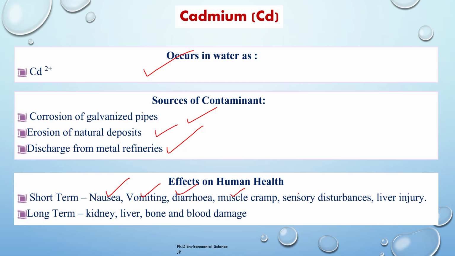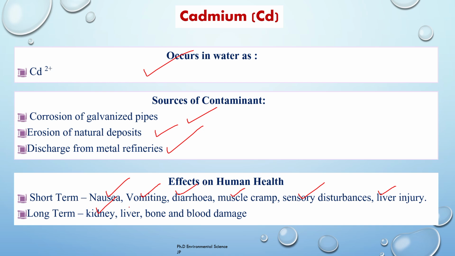Short-term exposure can affect sensory functions, causing disturbances such as numbness or tingling sensations. High levels of cadmium can damage liver cells, leading to liver dysfunction. Long-term exposure. Chronic exposure to cadmium is particularly harmful to kidneys. Cadmium accumulates in the kidneys over time, impairing their function and leading to kidney disease.